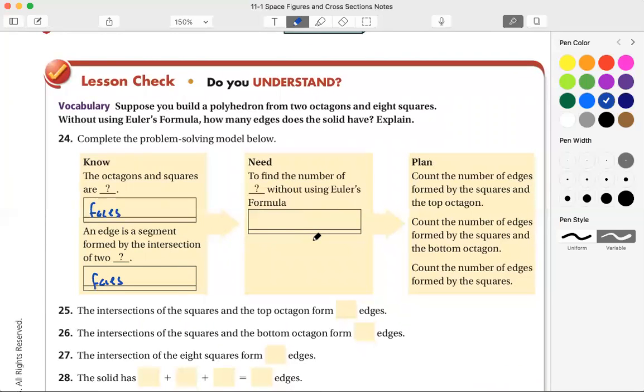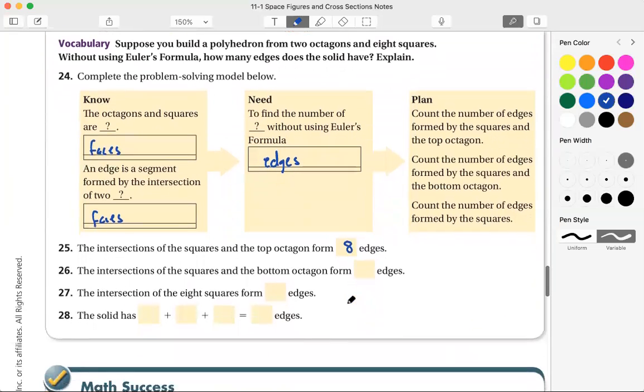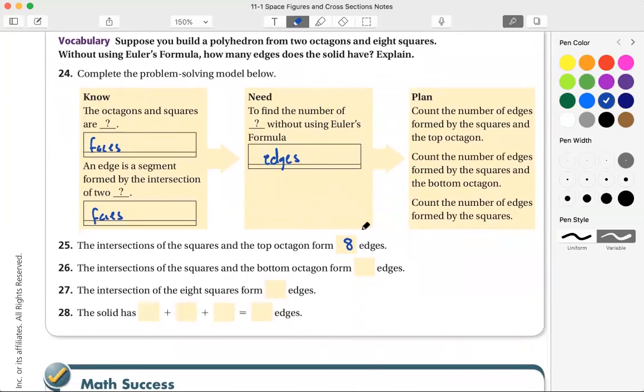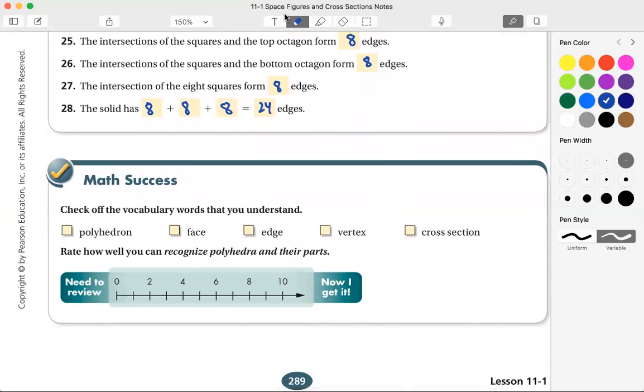So to find the number of edges without using Euler's formula: the intersection of the squares and the top octagon forms 8 edges. The intersection of the squares and the bottom octagon forms 8 edges. The intersections of the 8 squares form 8 edges. So the solid has 8 plus 8 plus 8, or 24 edges. And that's the end of this section.